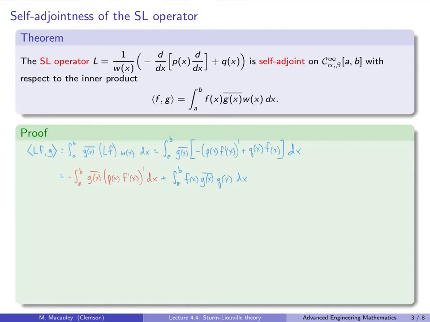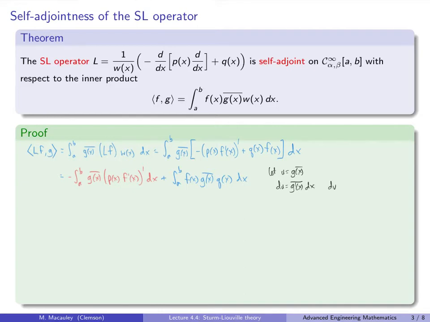Okay, now this first integral we want to integrate by parts. So I'm going to do that over here. I'm going to say let u be equal to g of x bar. So du is the derivative of that, which is g prime of x bar. Derivatives and complex conjugations commute. That's a minor detail. Let me put a dx after that.